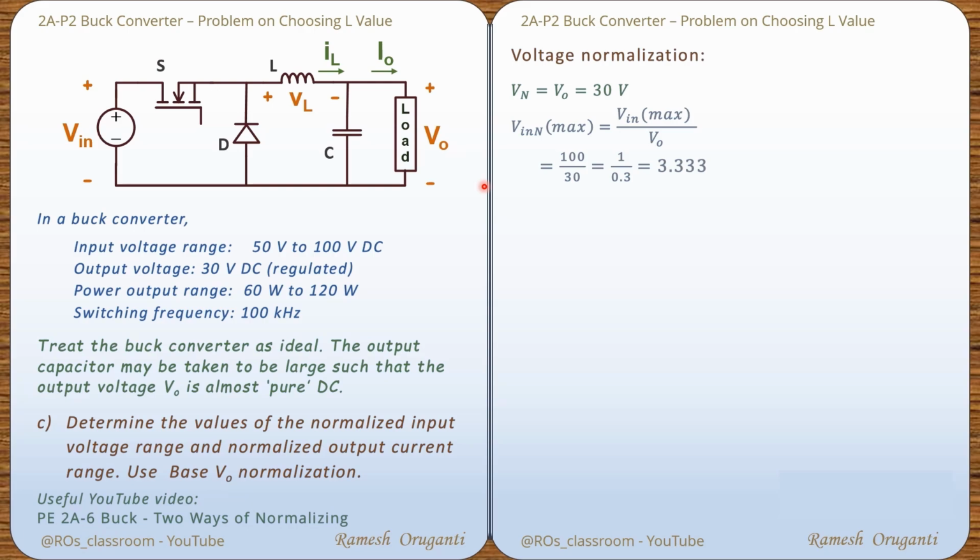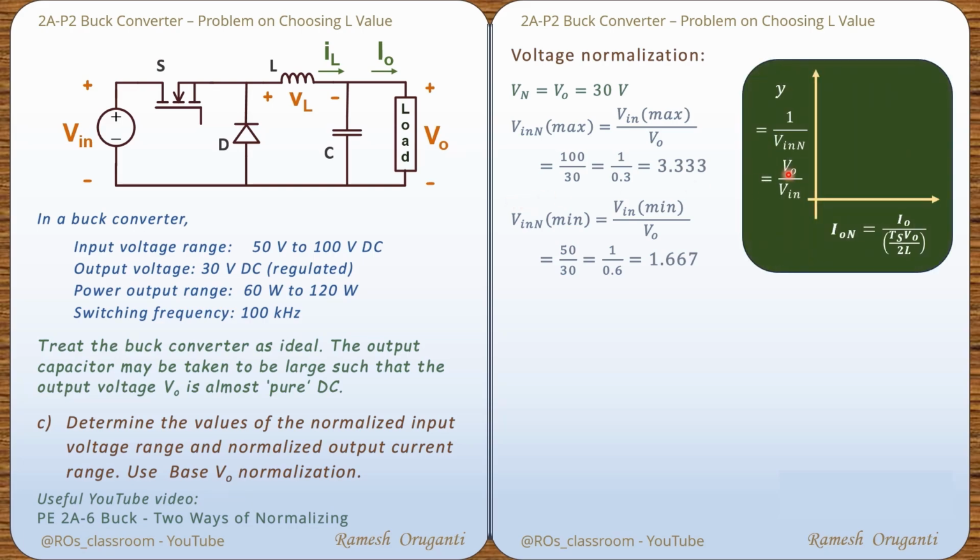Vin n minimum, the normalized minimum input voltage, is Vin minimum divided by the normalization factor V0. That will be 50 by 30 or 1 by 0.6 or 1.667. So the normalized input voltage range will be between 1.667 and 3.333. When we are plotting the normalized characteristics, we would like to plot 1 over Vin n versus Io n. This is because 1 over Vin n is V0 by Vin, the gain of the converter.